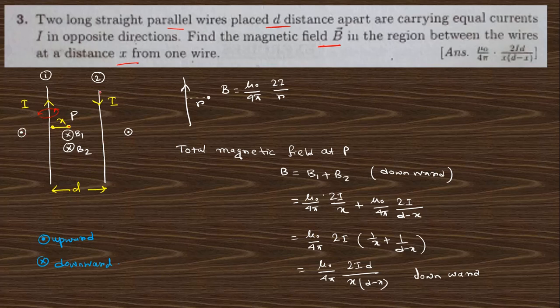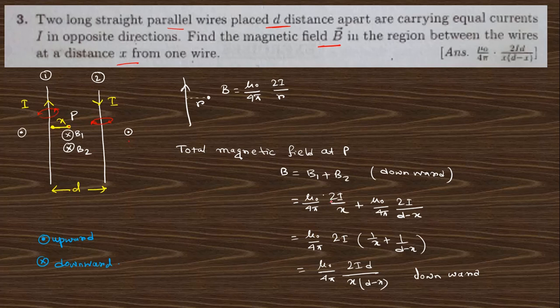In a similar way, if you take this current direction, your thumb will be downward, and you will get this upward magnetic field, and this downward. So you can see at that point, for wire 1 the magnetic field is downward, and for wire 2 the magnetic field is also downward. So these two are added, that's why we add these two things.